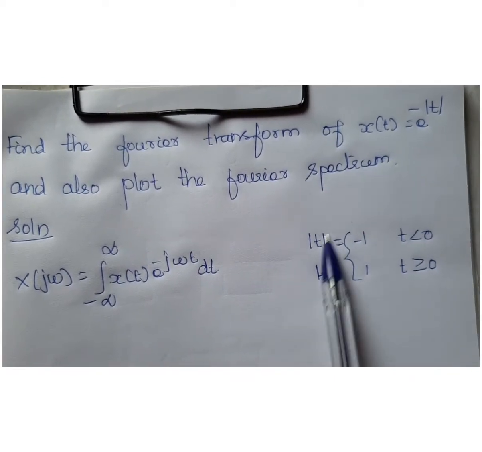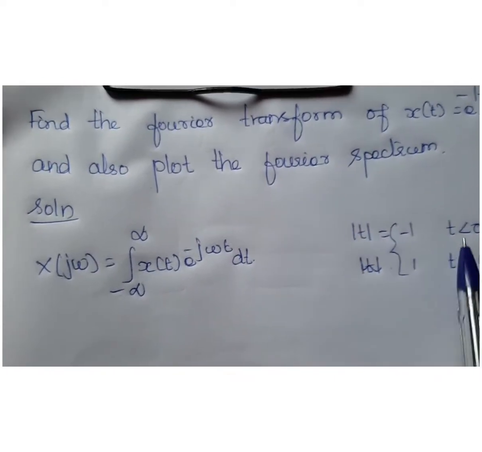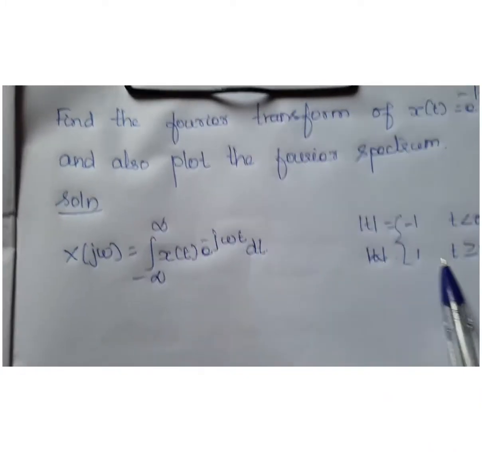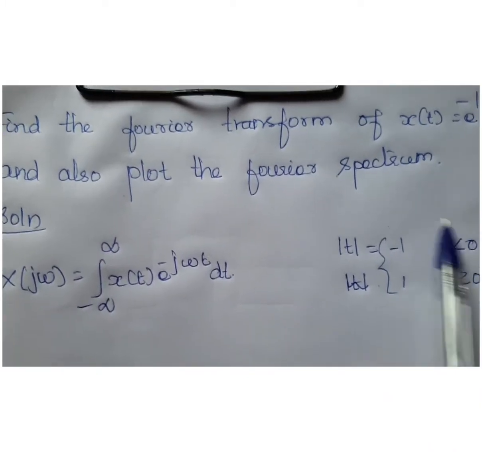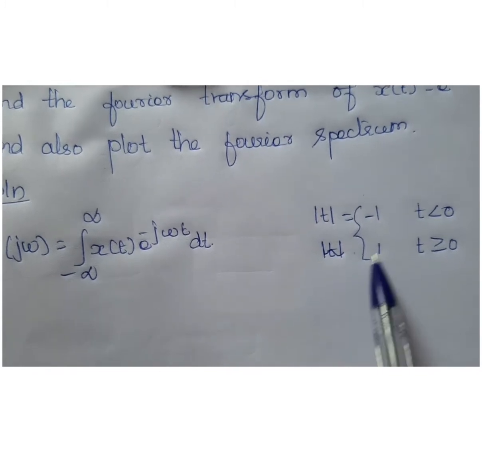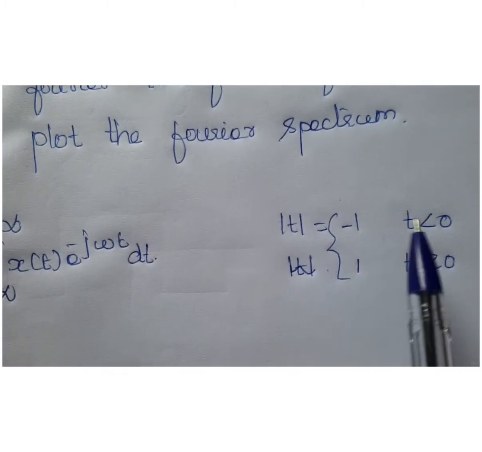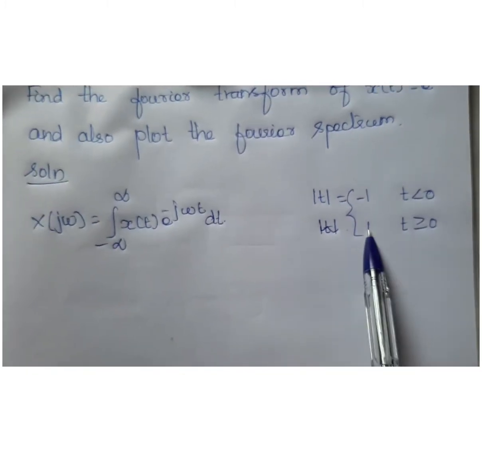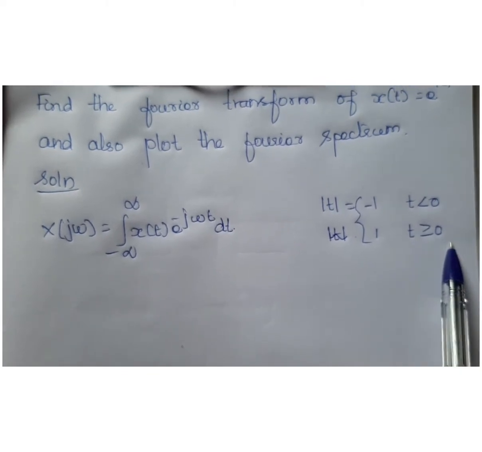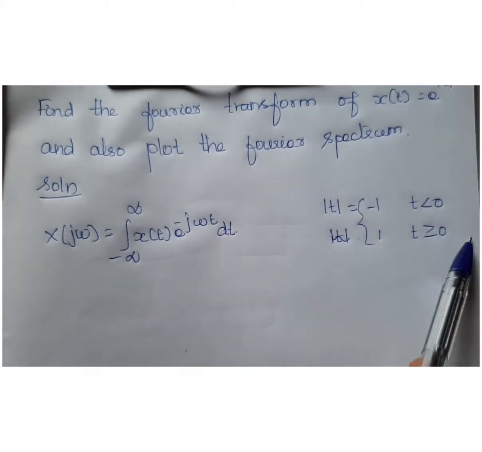Minus t when t is less than 0. Okay. And the value is plus t for t greater than 0. So this is the condition for magnitude value. Magnitude of t is minus t for t less than 0 and plus t for t greater than or equal to 0. Okay. So keep this in mind.